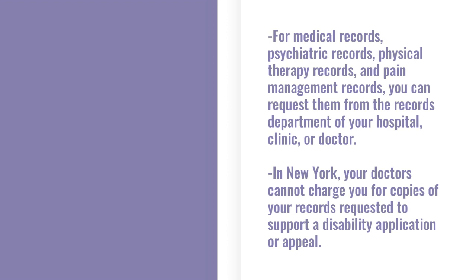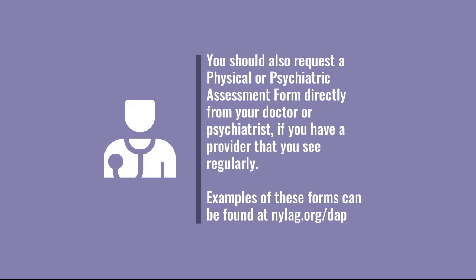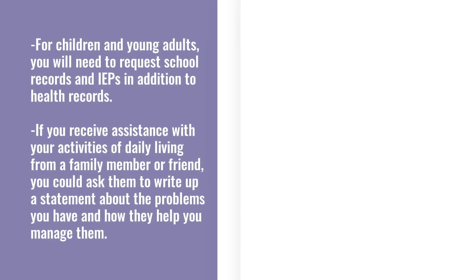In New York, your doctors cannot charge you for copies of your records requested to support a disability application or appeal. You should also request a physical or psychiatric assessment form directly from your doctor or psychiatrist if you have a provider that you see regularly. Examples of these forms can be found at nylag.org/DAP. For children and young adults, you will need to request school records and IEPs in addition to health records.